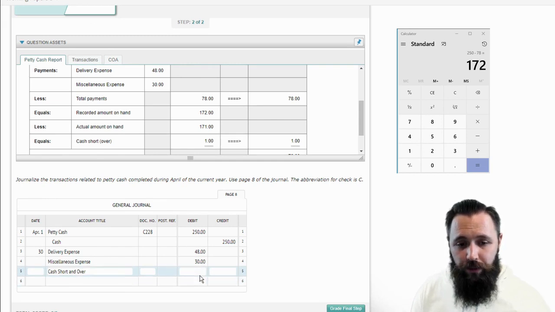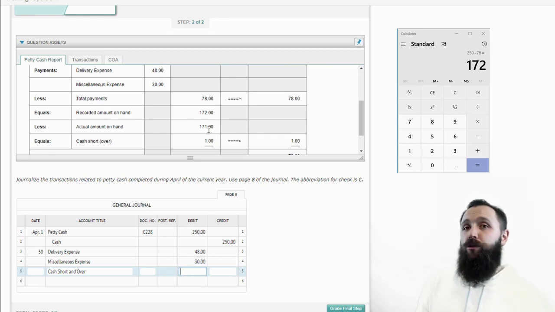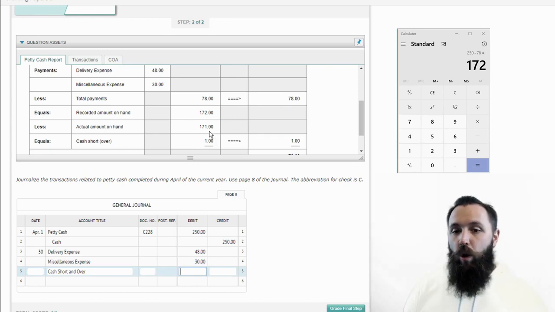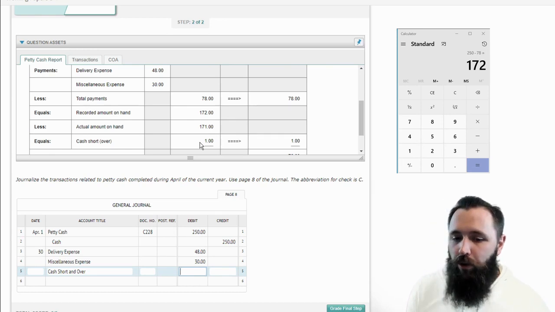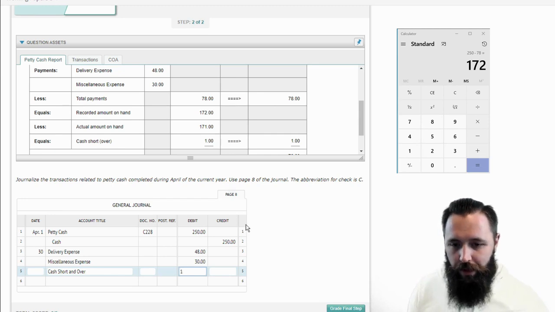And how much is this going to be? Well, it's going to be $1. And the question is, do I debit this or do I credit it? Well, when it's short, we debit it. When it's over, we credit it. So here it's short, right? Because we counted that cash and it's short $1.